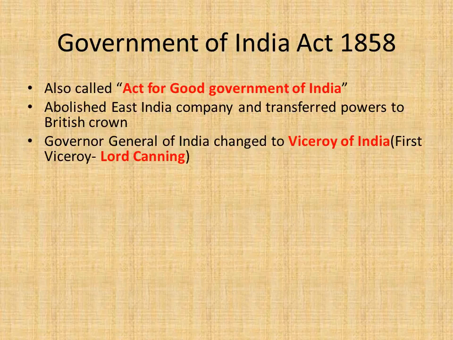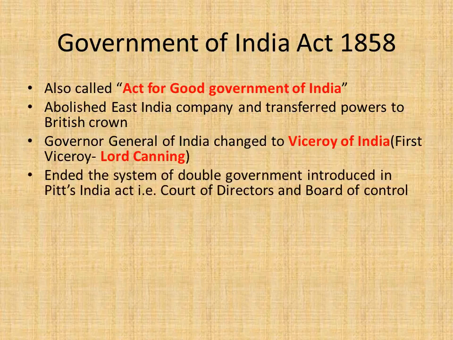As you have already seen in the previous acts, first of all the Governor of Bengal was changed to Governor General of Bengal. Then Governor General of Bengal was changed to Governor General of India. Now Governor General of India has been changed to Viceroy of India. So you must remember in which act these things were done, and you must also remember who was the first person to be the Governor of Bengal, the first Governor General of Bengal, the first Governor General of India, and the first Viceroy of India. So you must remember all these names.